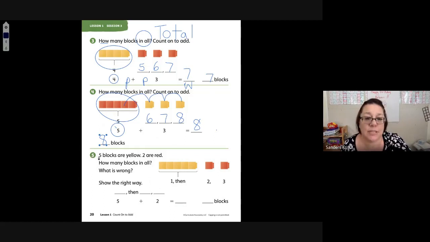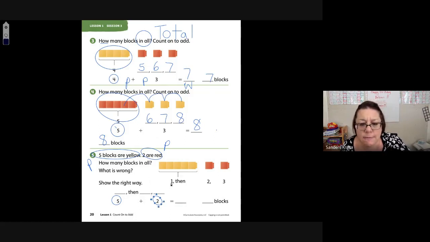Last problem says 5 blocks are yellow. 2 are red. How many blocks in all? It says what is wrong? Well, let's look at our problem. It says 5 are yellow. That looks like it's going to be one of my parts. 2 are red. That's another part. What is my total? So I have 5 plus 2.